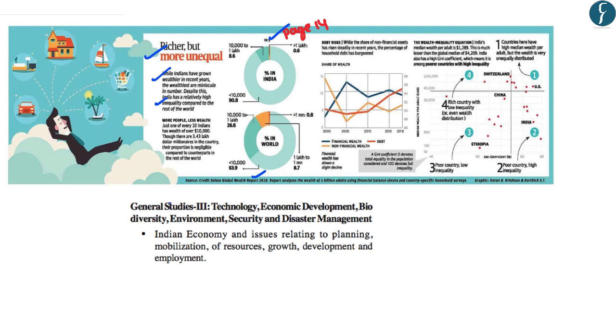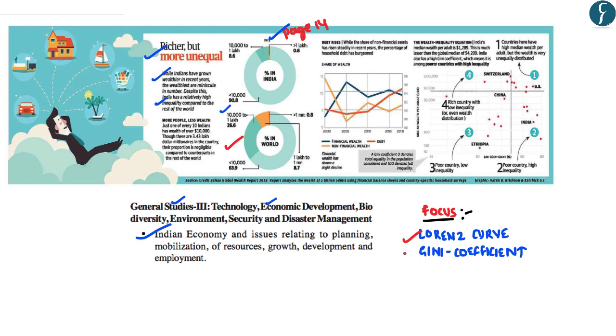Hence, this particular article shall be important from the perspective of GS Paper 3, Economy, under the subsection Indian Economy and Various Issues. The facts and figures given in this particular article are not important from the exam perspective. However, you need to have conceptual understanding of the Lorenz curve and Gini-Coefficient, which deal with the extent of inequality in a country.